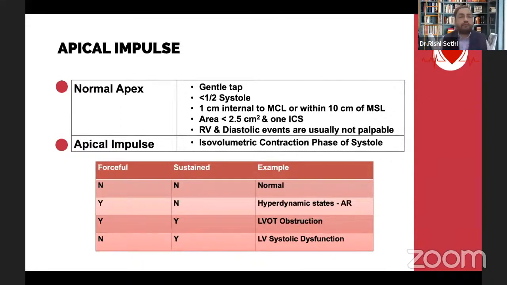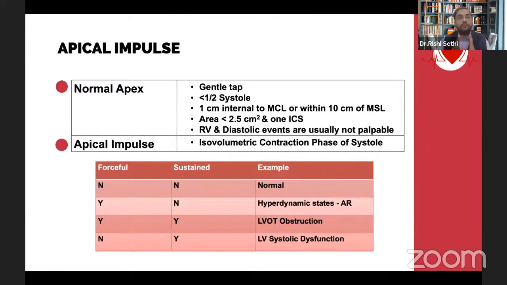So not these four, but by these four combinations, when you speak of your apical impulse, you are generally committing yourself to one diagnosis or the other by using just the different combination of how forceful or how sustained the apex was. So be careful while making such statements because you are really committing yourself. Apical impulse is a very hard finding, not easy to miss.